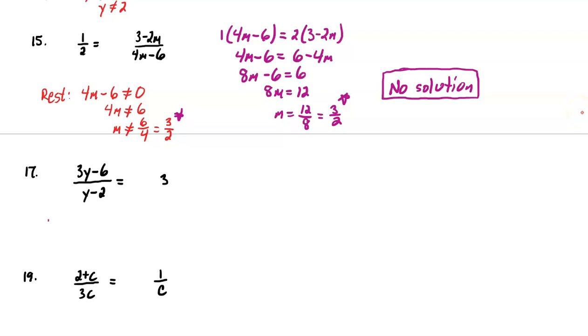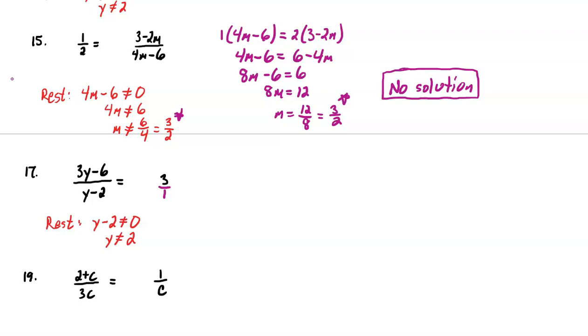Number 17, there's going to be a restricted value. y take away 2 is not allowed to be equal to 0, so y is not allowed to be 2. Number 17 is a proportion. We kind of clarify that it is if we take the time to put a 1 underneath the 3. Now we can see there's 1 ratio to the left of the equals and 1 ratio to the right of the equals. My favorite method to solve a proportion is called cross-multiplying.